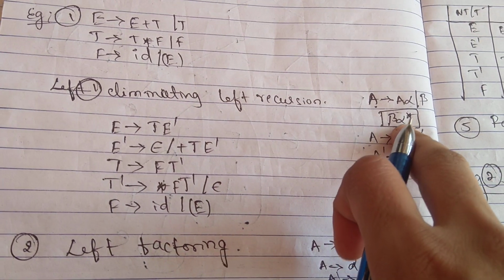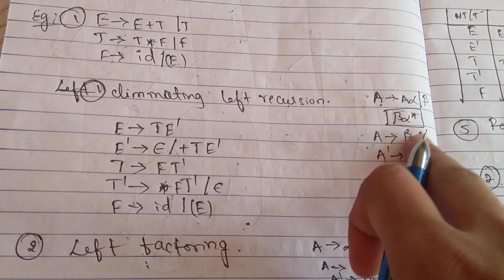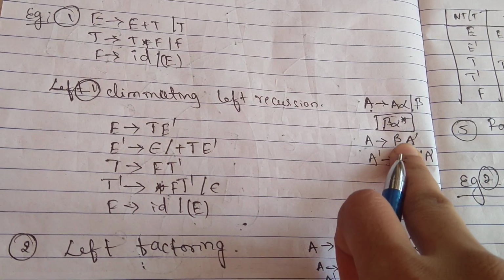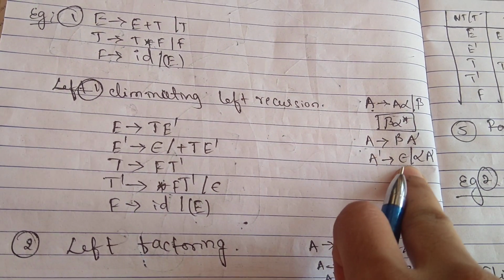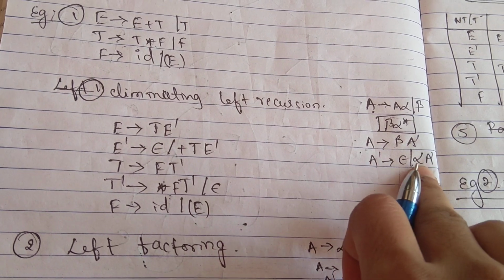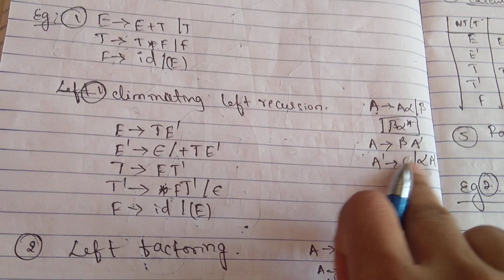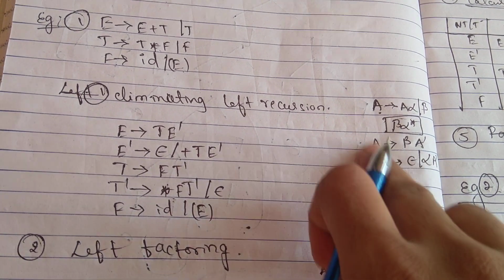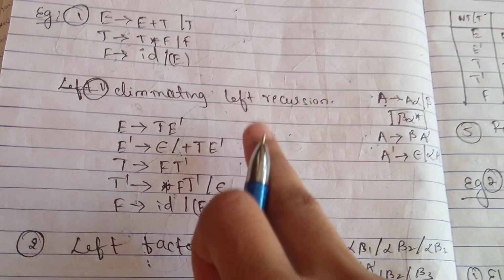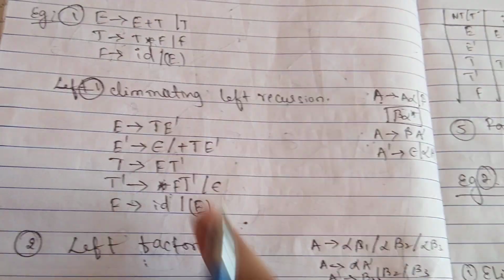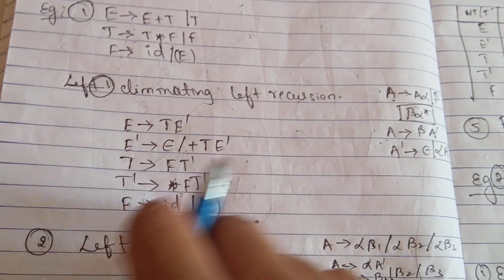So to avoid that, we have A tends to beta A dash, where A dash is what? Alpha star is replaced with A dash, where A dash tends to epsilon or alpha A dash. It means alpha may occur zero or many times. We already studied this in the previous classes. The same method we apply to this particular grammar, and we eliminate the left recursion.